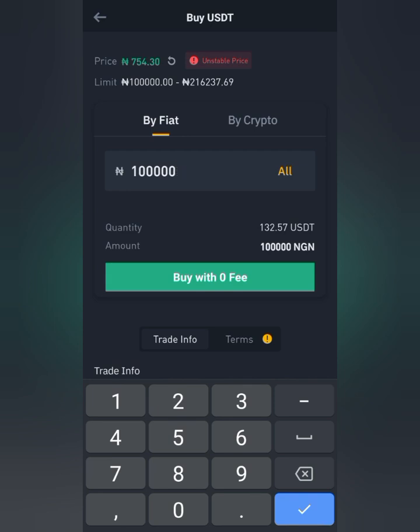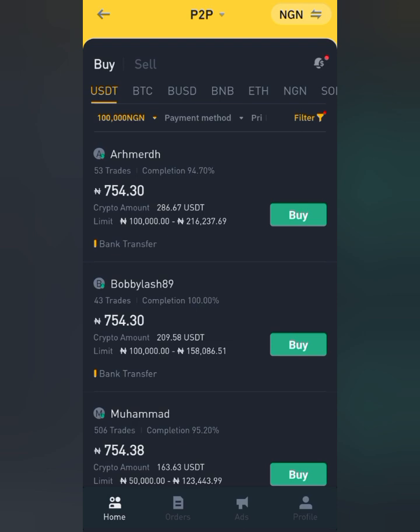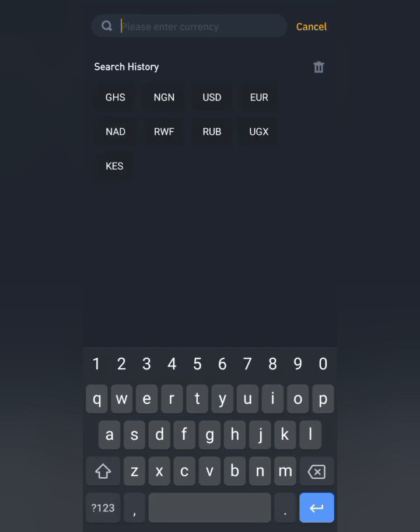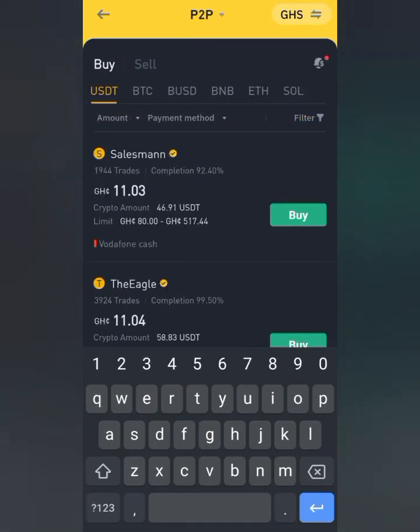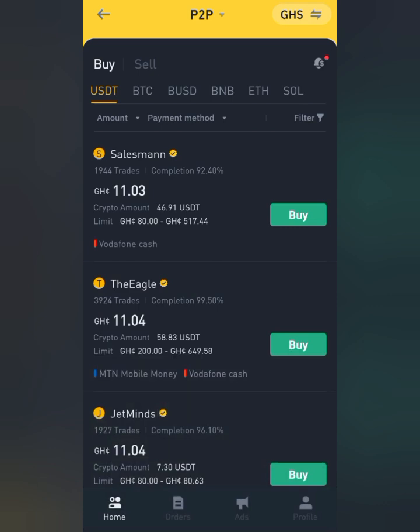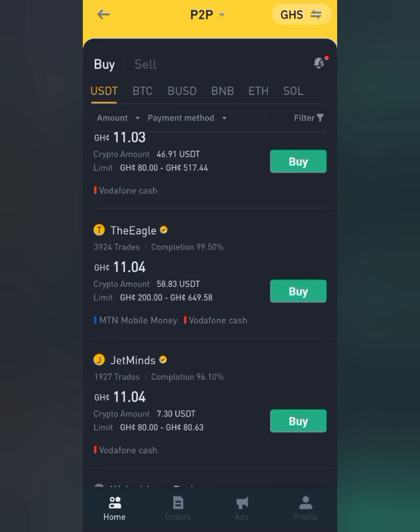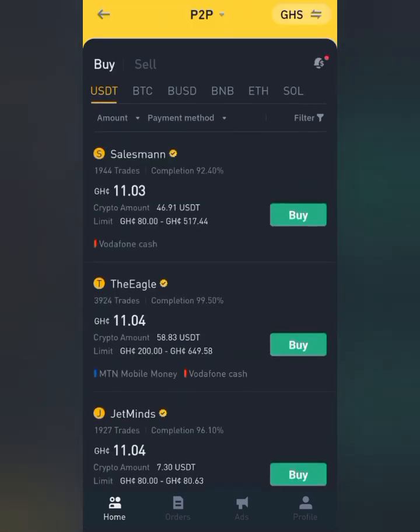132.57. So once you have bought the USDT, you need to go over and sell this in the Ghanaian market. That's what you're going to do next. So now we're going to the GHS market. Now look at this. There are different payment methods, right? And so you can see there's Vodafone Cash, there's MTN, there's the bank, EcoBank, all of those.